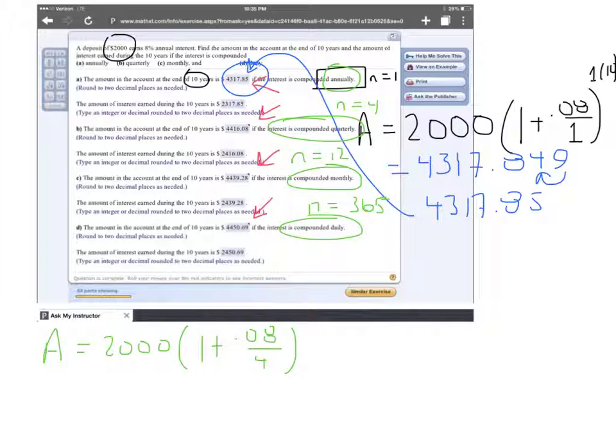Now my exponent is going to be n, the number of compounding periods, which in this case is 4, times t, the number of years, which is 10. So let's take a second and plug this into our calculators and see what we get back. And you do need to be careful about how you plug it in, but like I said, once we got that first one to work, all of these should work from here, as long as we plug in the correct values.